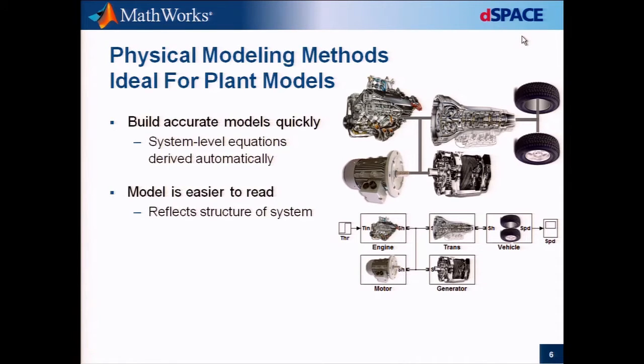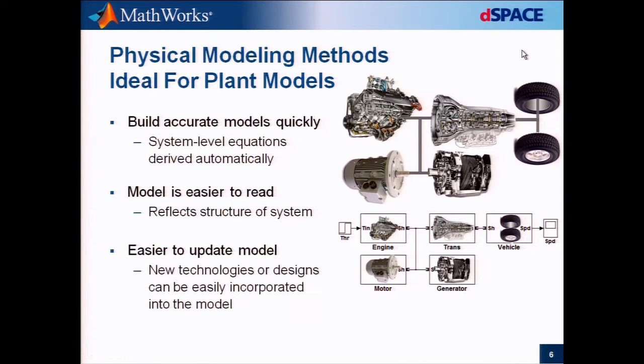The model is much easier to read. Looking at this example, you can see what the structure of the system is, which components are connected to which other ones, and in which way. And finally, it's easier to update this model. As new technologies become available, such as new batteries or new control systems, these are easier to integrate into a model that has these types of connections.